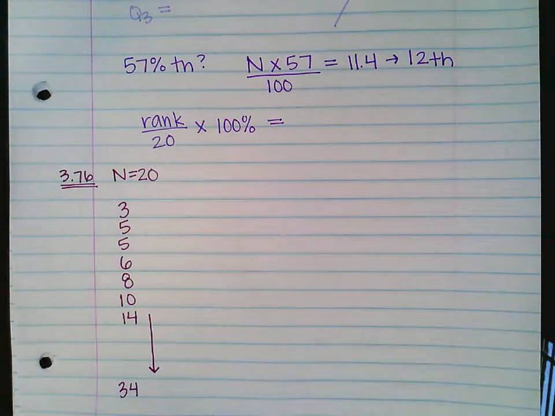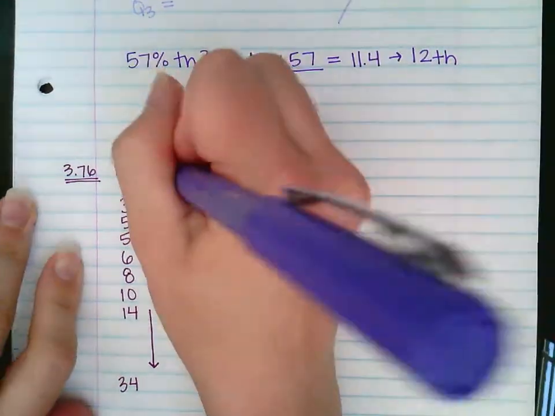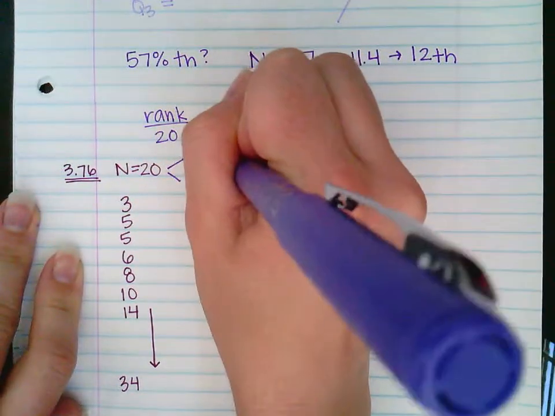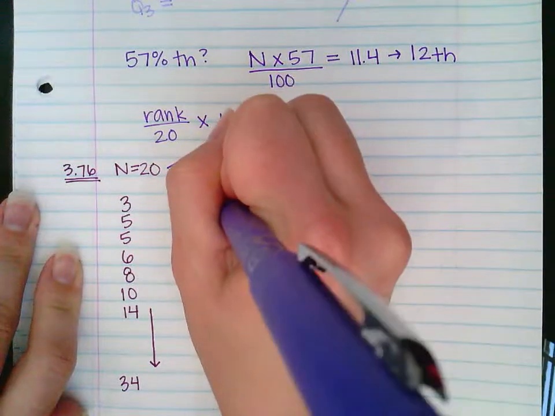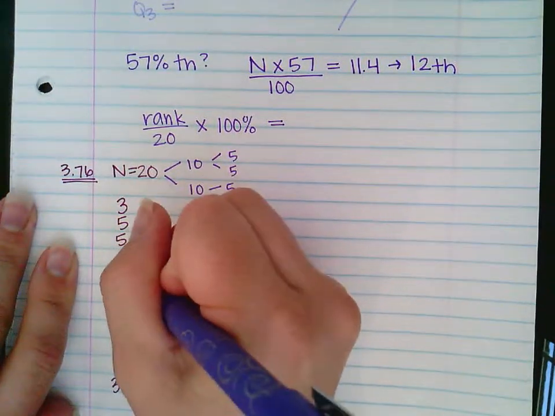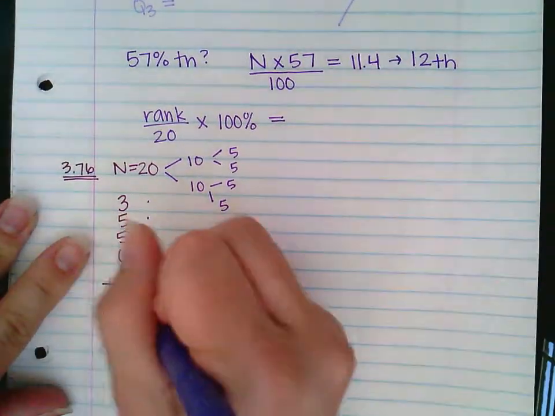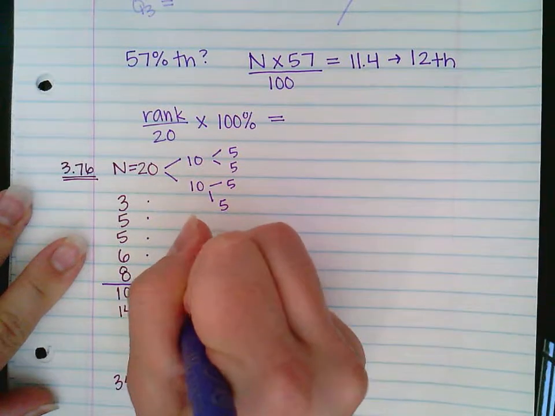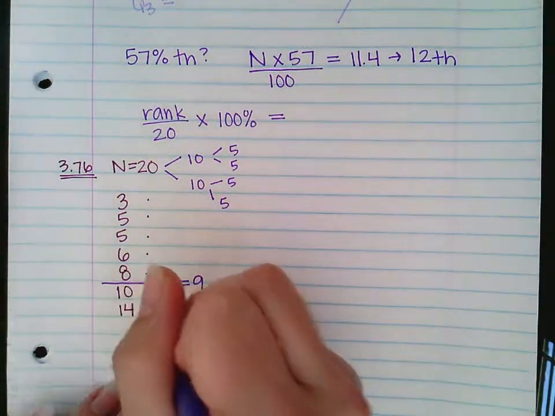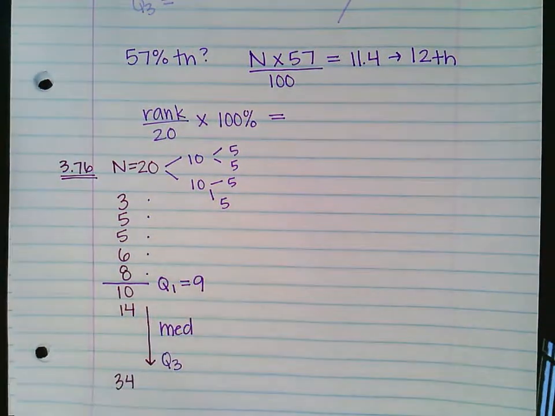All right, so I know my first quartile has to have 5. Sorry, here, let's do this. 10 in each half, 5 in each quarter. Okay, so I'm going to go 1, 2, 3, 4, 5. These are the data points in my first quartile, and Q1 has to be the midpoint between 8 and 10, which is 9. You're going to find the median. You're going to find Q3.